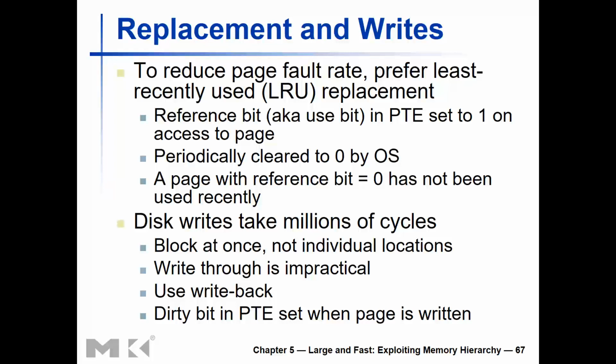Now, to reduce page faults, in other words the miss rate, we prefer least recently used replacement. This is the main memory. Suppose I have a main memory of 4 pages, and all of them are used. Now I need to remove a page so that I create a space and then bring the page that I want from the hard disk. The question is how to replace, which of those pages do I need to replace?